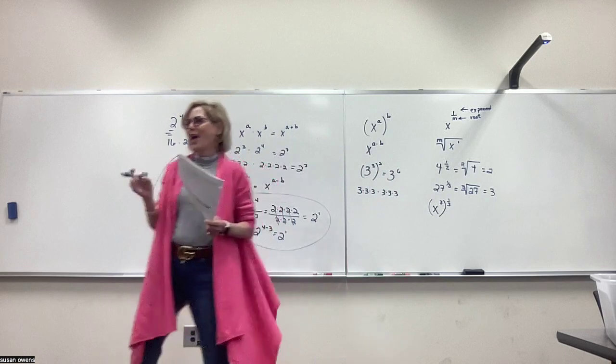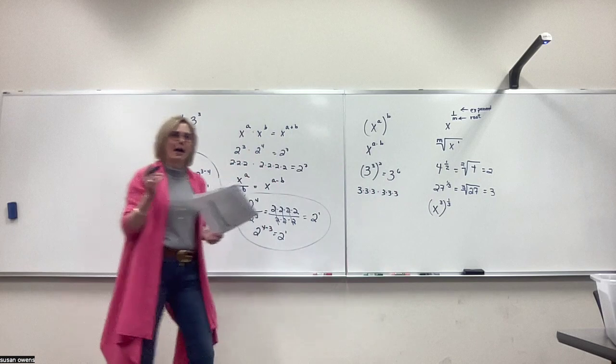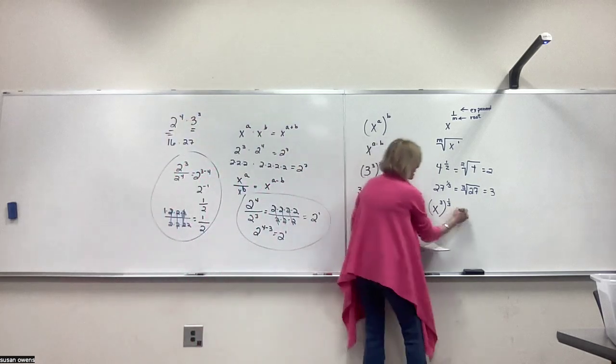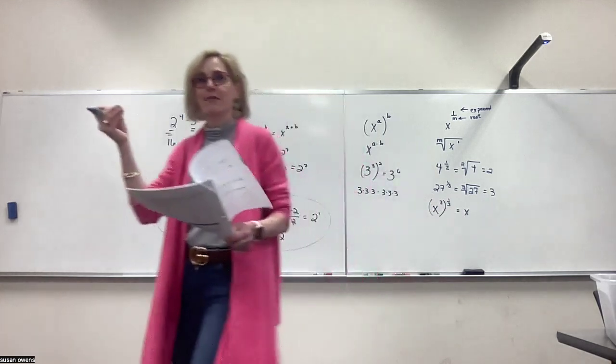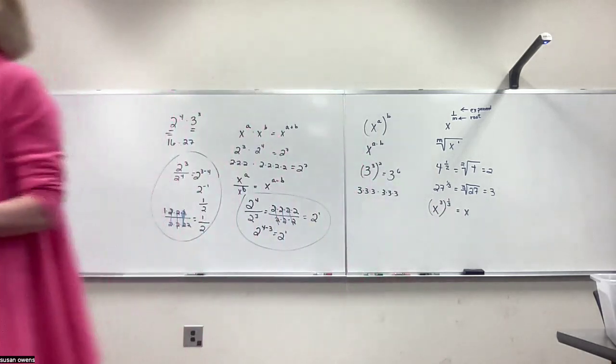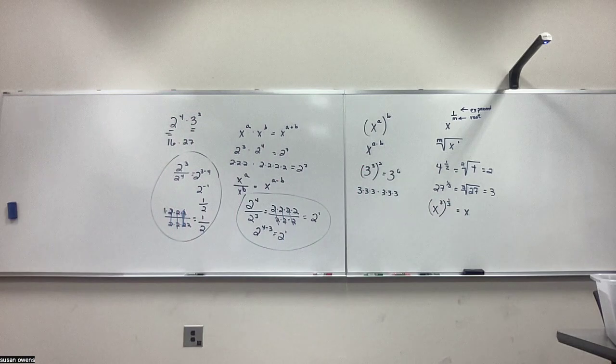Okay, all right. We multiply our exponents, so that's 3 times 1/3, so that's just x. The cube root, they're inverses of each other. I've got a cube, I've got a cube root. They inverse and give me 1.